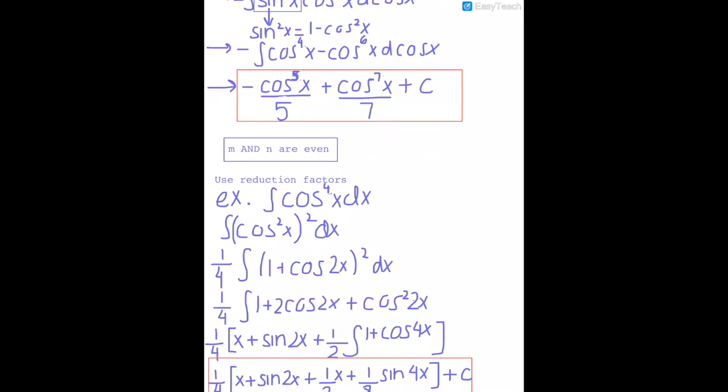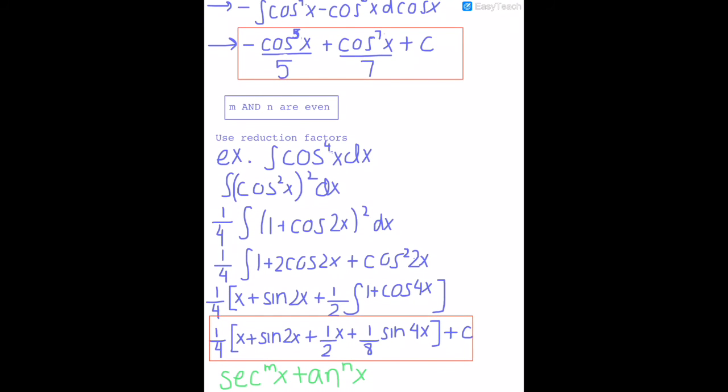When m and n are even, you need to use the reduction factors. So for cosine to the 4th x dx, you split it into cosine squared x squared, and you take out the 1/4 and leave this 1 plus cos 2x squared. Then you square this and spread it out and integrate this part, and that leaves you with the integral of 1 plus cosine 4x, and that you can just integrate normally, and it leaves you with this as the solution.